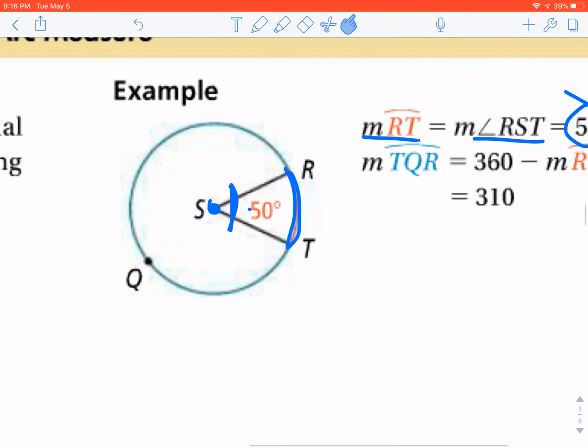Now the next question asks to find the major arc, and I know it's a major arc because they listed three terms. They wanted me to find the measurement of arc TQR.